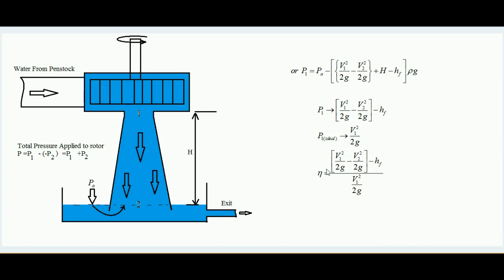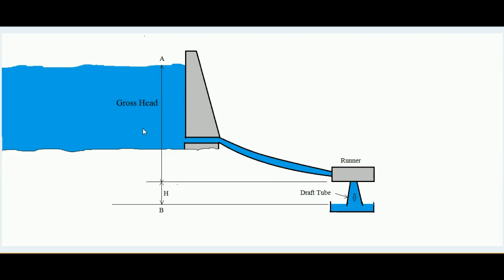So hope you would have understood why a draft tube is implanted over the exit of a hydraulic turbine. In short, it increases the work output of the runner. It is like this. Suppose this is the dam and from the penstock the water is reaching the runner. Ultimately we are using a draft tube. Suppose the height of the draft tube is H.